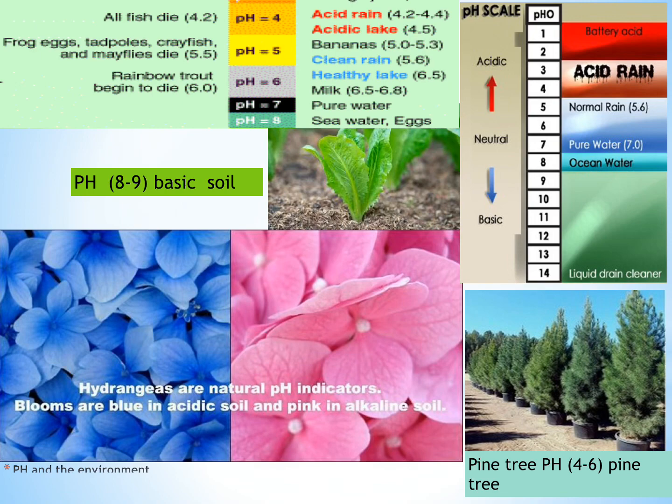Now, it is also important for you to know that different plants may have different traits under different pH conditions. An example of this is the hydrangea flower. Their flowers change color according to the pH of the soil. As you can see right there, it says hydrangeas are a natural pH indicator. Their flowers change color according to the acidity and alkalinity of the soil. So if the soil was acidic, the color of the flowers will be blue, while if the soil was alkaline, the color of the flower will be pink.